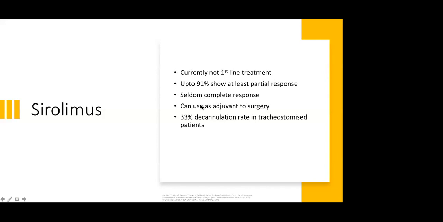It can be used as adjuvant therapy to surgery, starting prior to surgery. There's some studies that show that it does decrease the recurrence rates and complication rates after surgery. And then in one study, they reported a 33% decannulation rate in tracheostomy patients started on sirolimus. But it's quite expensive. It's a month's supply of a 1 milligram tablet, which is a lower dose for some of the patients, is about 3,500 to 4,000 rand a month.